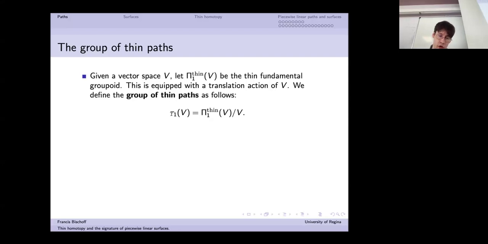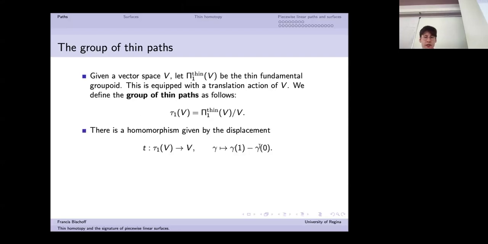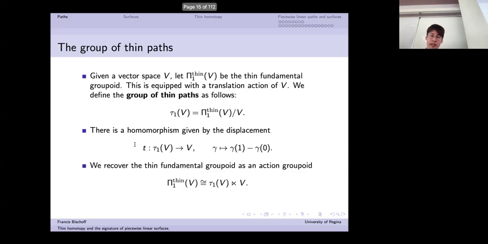So this group now has a natural homomorphism to the vector space, which is given by displacement. So it's a homomorphism to V, where we think of V as an additive group. You can think of this as saying that this group of thin paths has an action on the vector space V, and you can consider an action groupoid for that, and that recovers the thin fundamental groupoid. So these are two dual pictures of thinking about it.